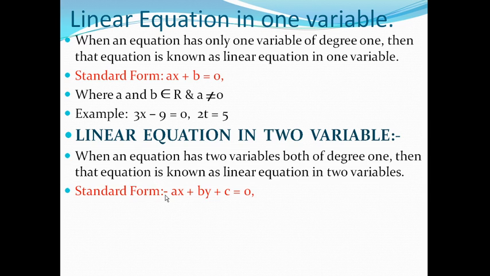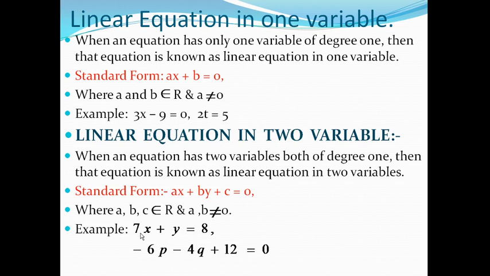See, ax plus by plus c is equal to 0. Here x is one variable and y is another variable. So in total we have two variables. And what is the greatest power of x? 1. And what is the greatest power of y? That is also 1. That means its degree is also 1. So such a combination of equation is known as linear equation in two variables, where a, b, c belong to real numbers and a and b should not be equal to 0.